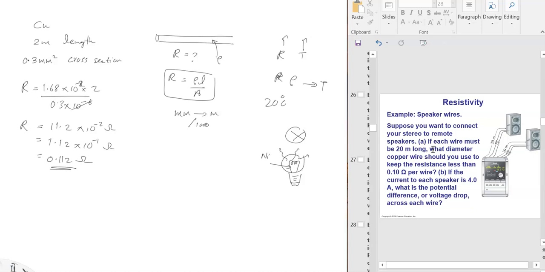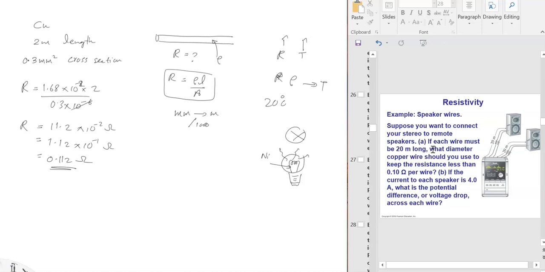Suppose you want to connect your stereo to remote speakers. If each wire must be 20 meters long, what diameter copper wire should you use to keep the resistance less than 0.1 ohm per wire?